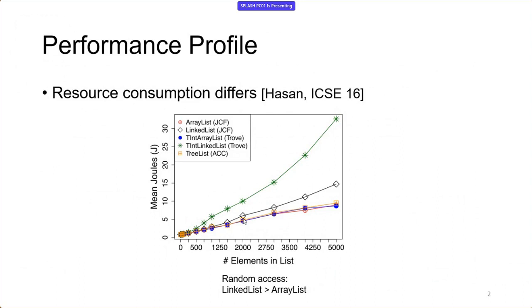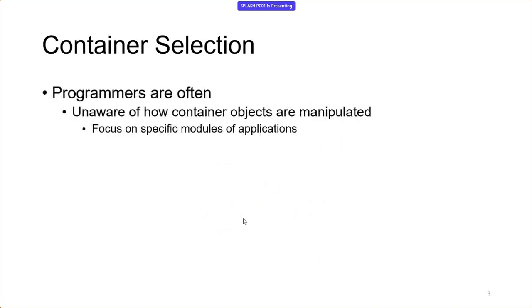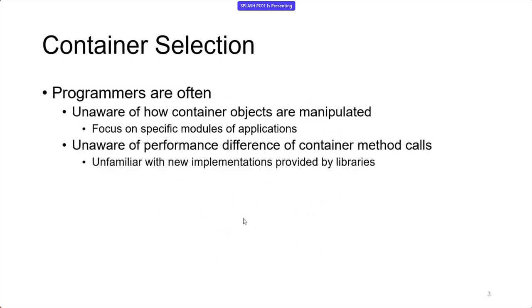For example, if we perform random access upon the linked list, we will find it consumes more energy than the array list. However, it is not easy for programmers to select the proper container types during development. The reason is they are often unaware of how container objects are manipulated because they only focus on specific modules of the applications. And secondly, some of them are not familiar with different implementations provided by different libraries. So they face difficulties finding the best container types in their development context.